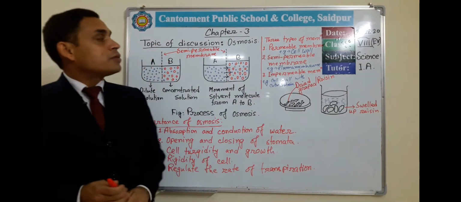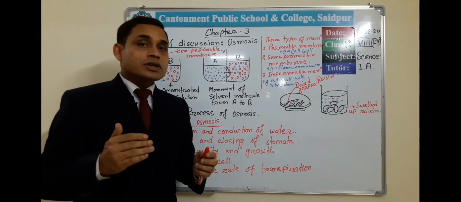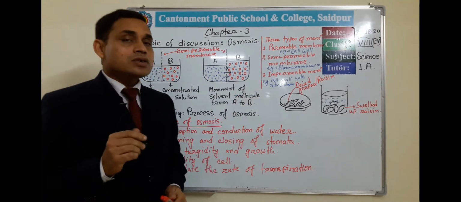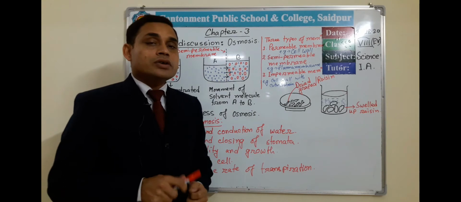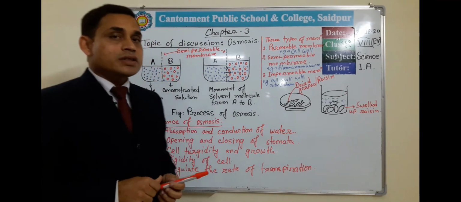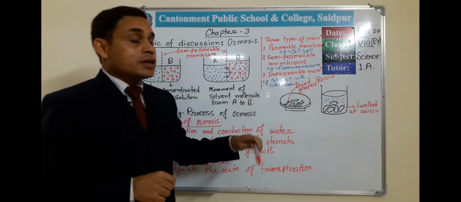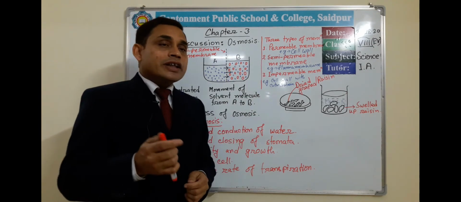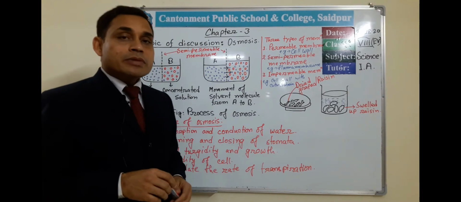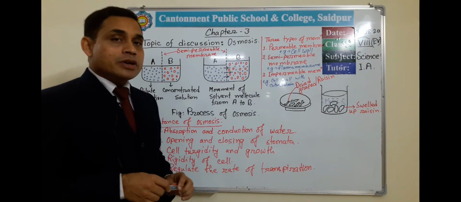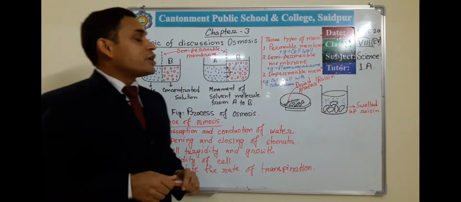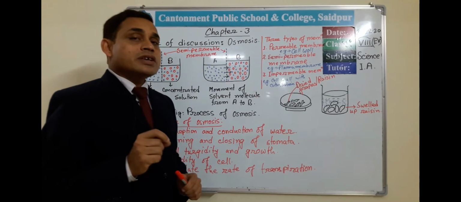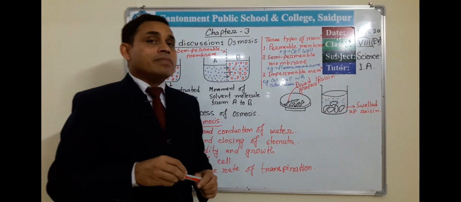Now the semi-permeable membrane. Semi means half. That means this membrane only allows the solvent molecule to pass, not the solute. That's why this is semi-permeable membrane. It is known as differentially permeable membrane or selectively permeable membrane. So in your exam you may have any one of these three names: selectively permeable, semi-permeable or differentially permeable.